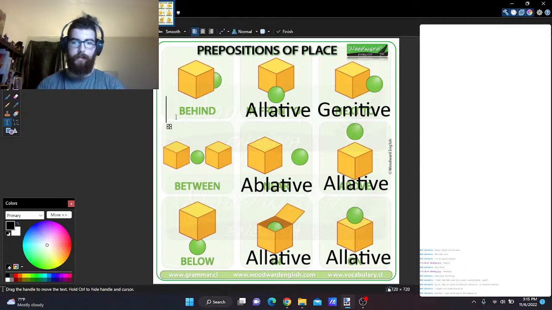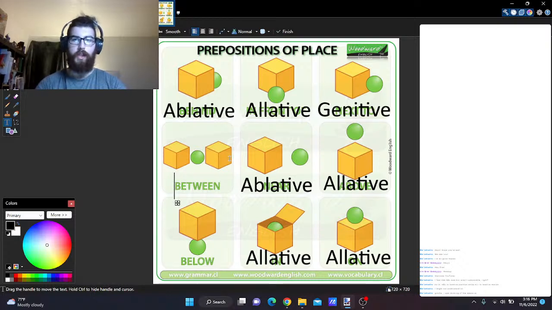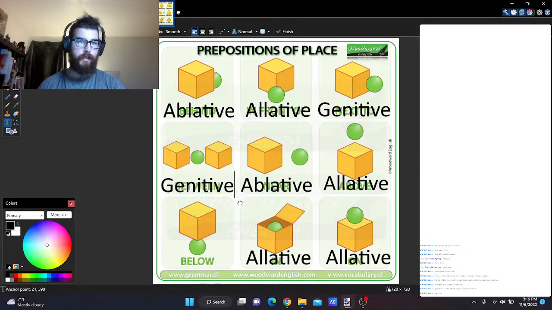Then ablative would be behind. We can use genitive here, since it's with two objects. Adhesive is next to. My bad. And then below would be apple.